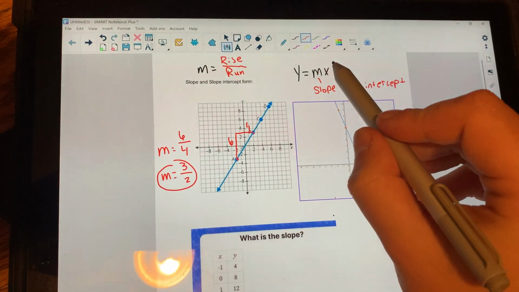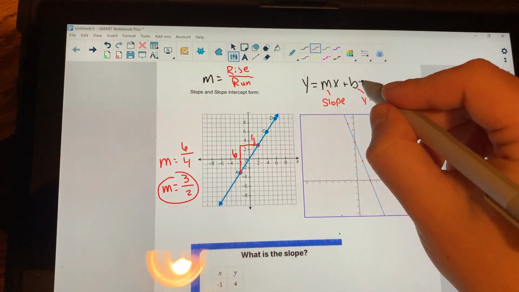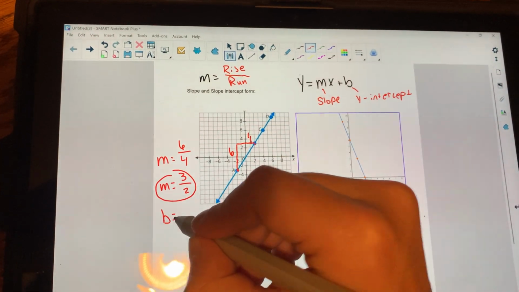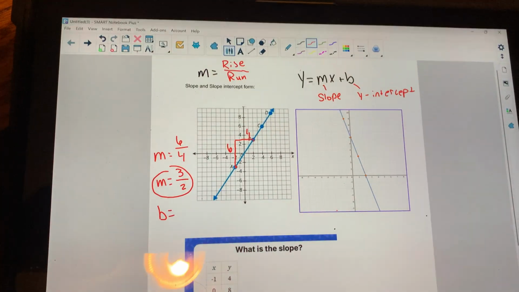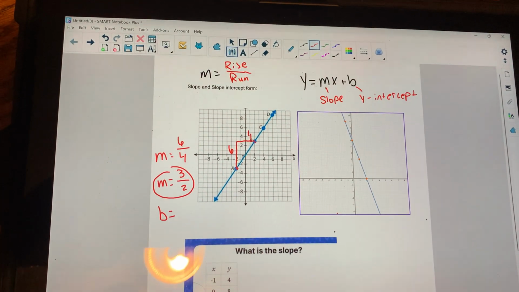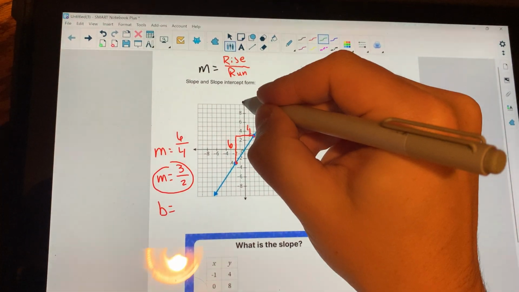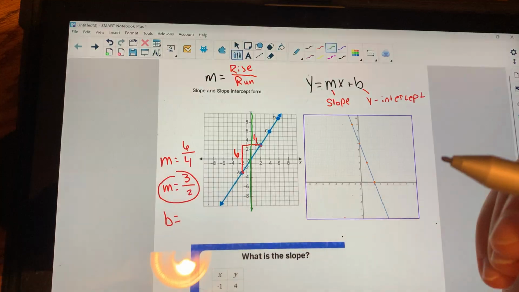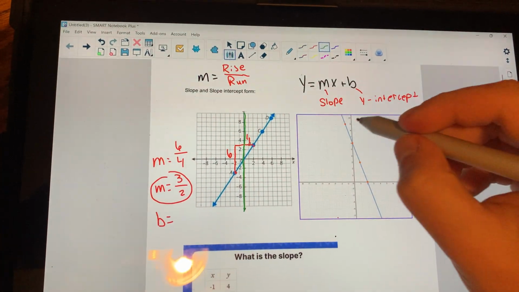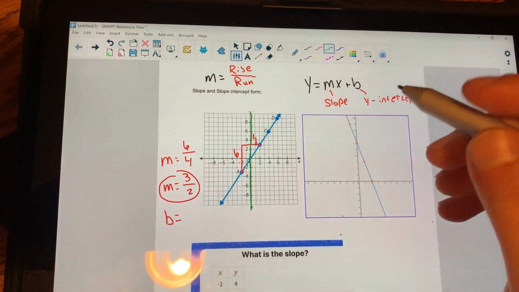Now, when we're putting things into this y equals mx plus b form, we also need our y-intercept. So I need to find what b equals. So again, a y-intercept is where we are crossing the y-axis. Our y-axis, I'm going to do a different color here, is always this bolded vertical line. On this one, it's this bolded vertical line right here. Okay, so that's our y-axis.